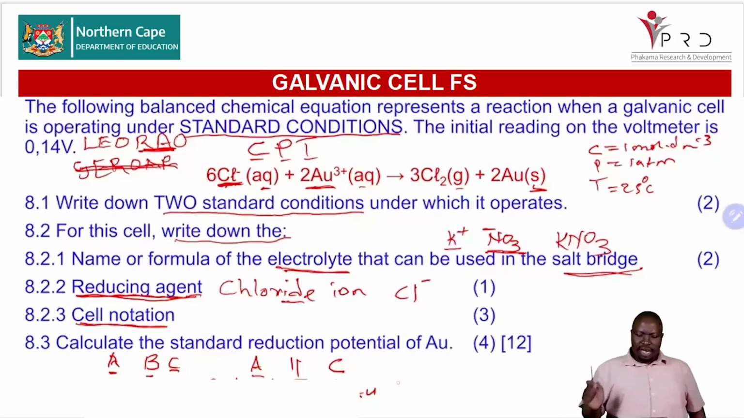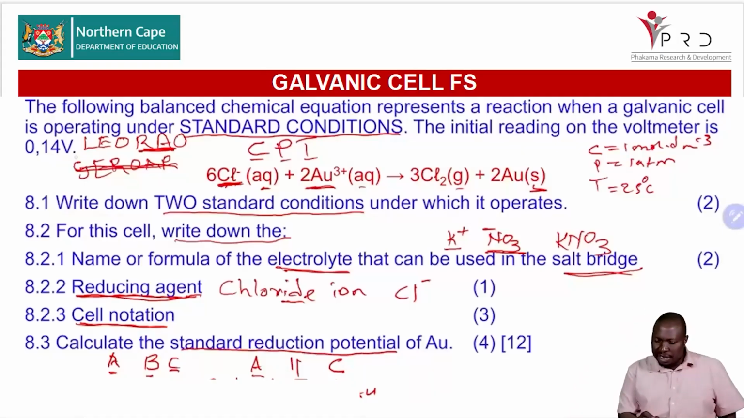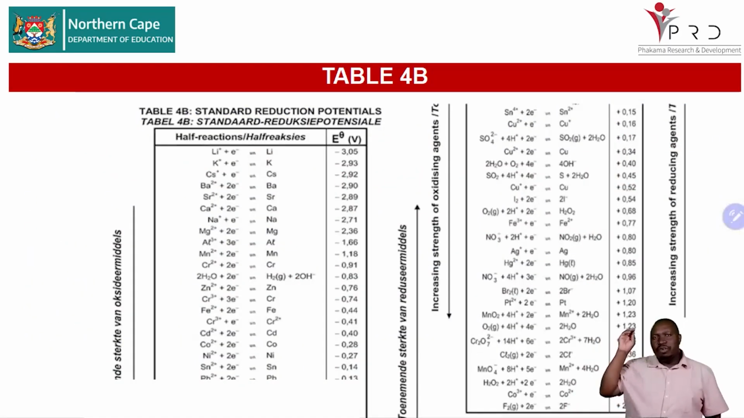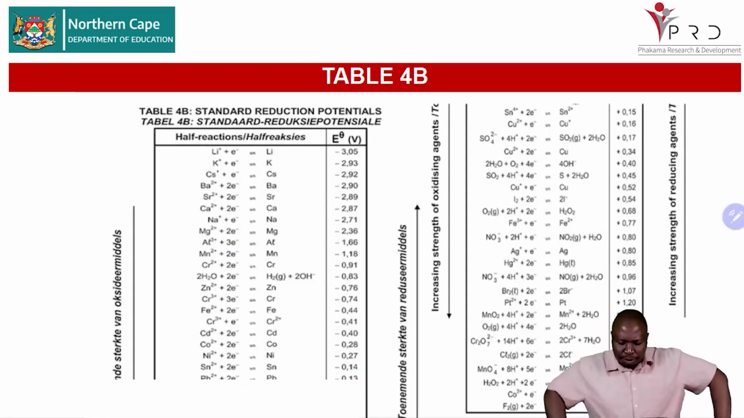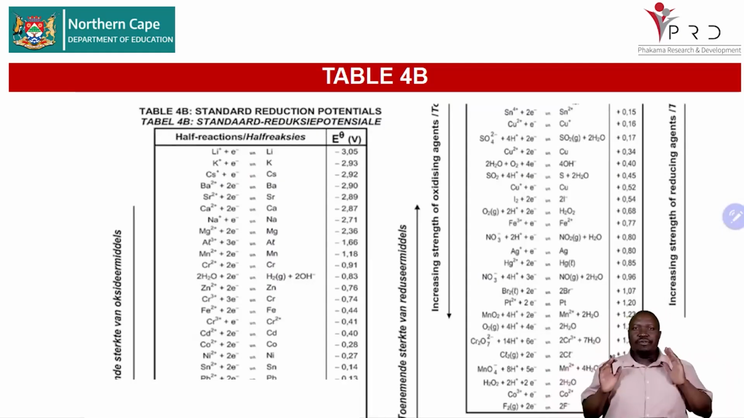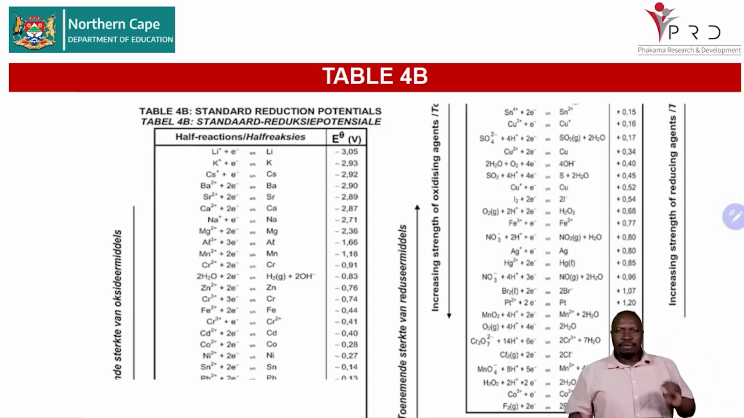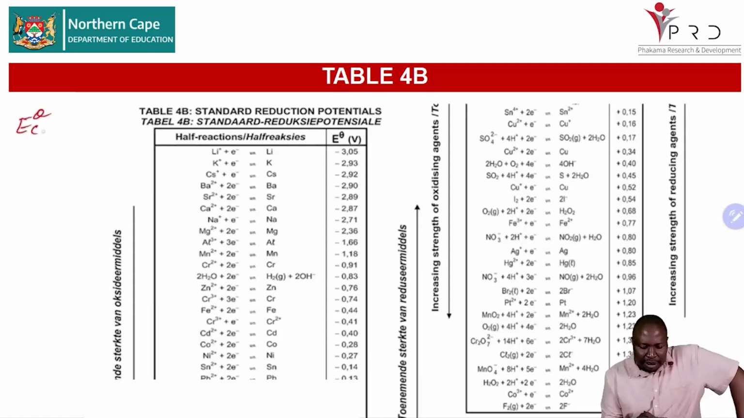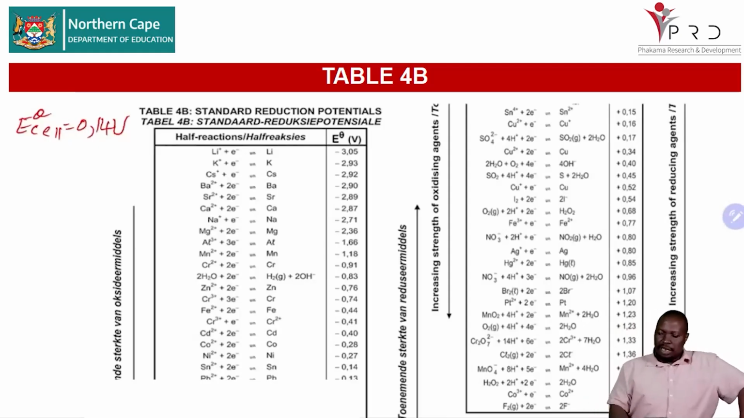The last question is saying, calculate the standard reduction potential of Au. Obviously, we're given the EMF as 0.14. So definitely you need table 4B, learners, to be able to do this kind of calculation. Hence, when I started the lesson, I said for questions 8 and 9, we'll need this table, because this table is going to give us everything that we need. But remember, for this question, we are given that the EMF of the cell is 0.14 volts. That was given in the previous statement.